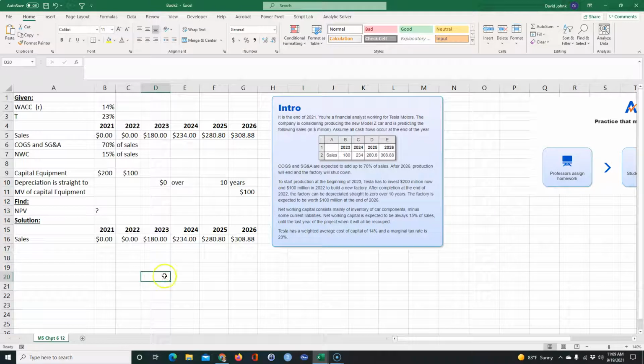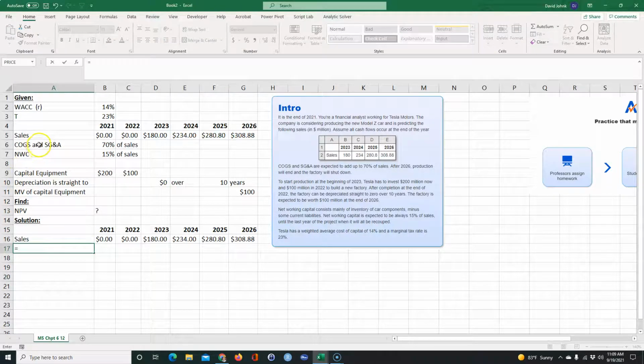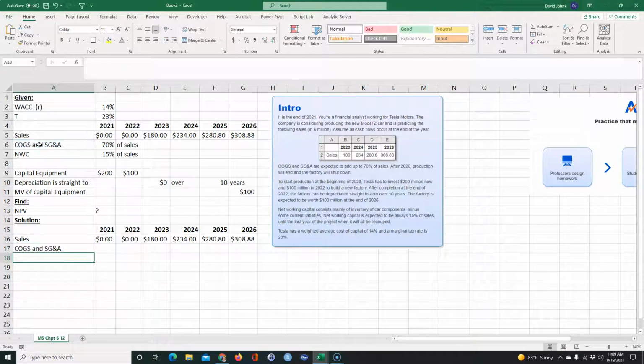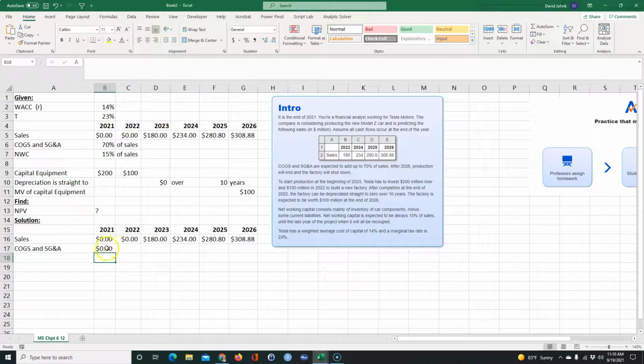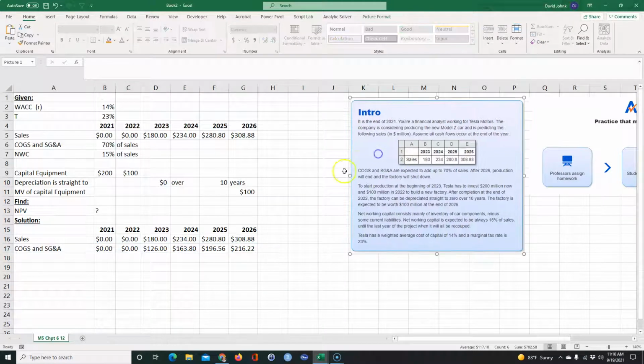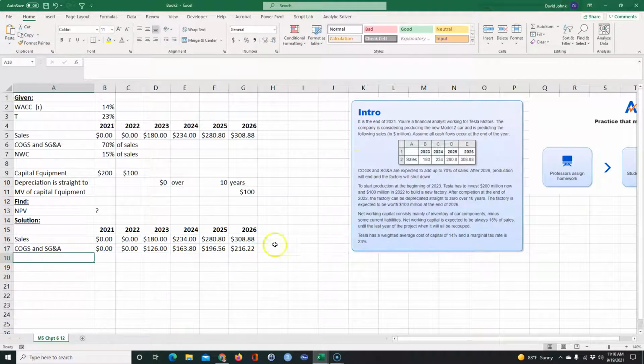And then the next thing we want is the cost of goods sold, our expenses, the cost of goods sold and administration expenses and those types of things. And again, here it says it's 70% of sales. So this is pretty easy. You just go equals 70%, F4 to make it an absolute reference, and then times whatever the sales are that year. Pretty standard. And then the next thing we want to do is, let me put the formula here as I go.